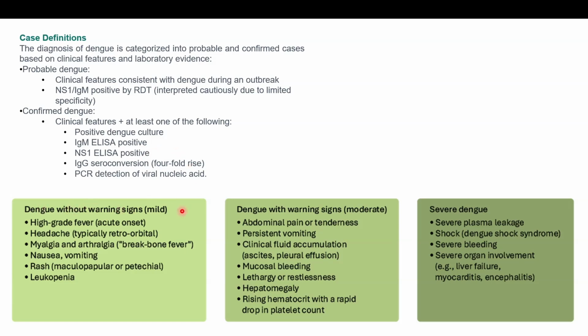So again, classification of dengue fever: mild, moderate, and severe dengue. Without warning signs, with warning signs, and severe dengue. In without warning signs, there won't be any capillary leak. There can be rash, nausea, vomiting, myalgia, arthralgia, headache, high-grade fever, and leukopenia.